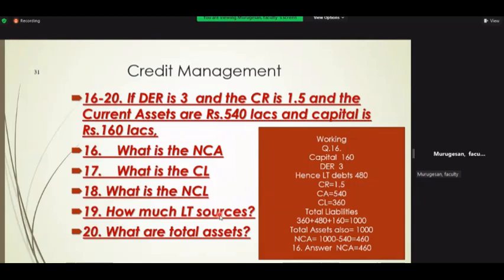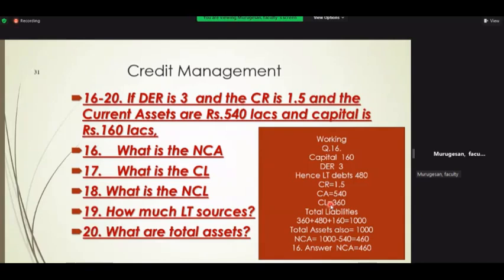If you are practicing, no question you will miss. NCL means total LT debts. LT debts are considered as NCL. What is the expansion of long-term debt? Non-current liability. What is non-current liability? All liabilities other than current liabilities. Similar way, all assets other than current assets are NCA.